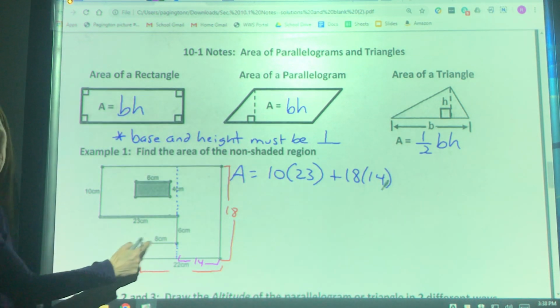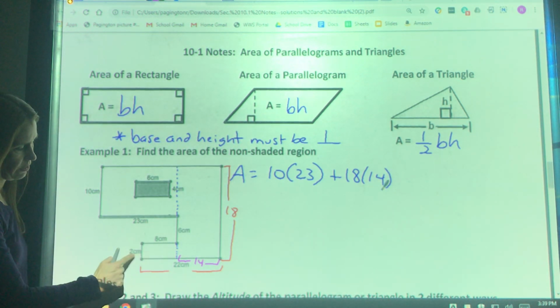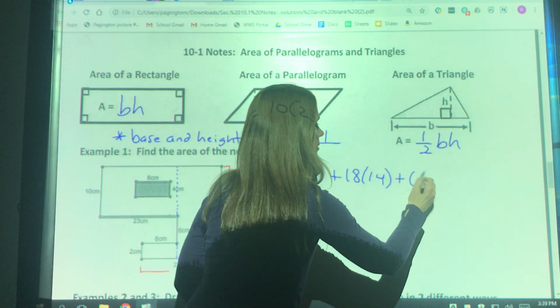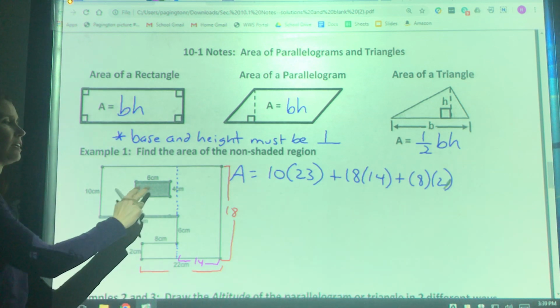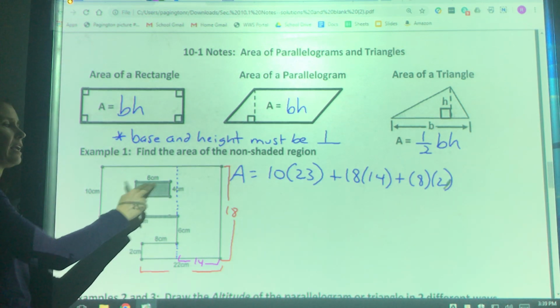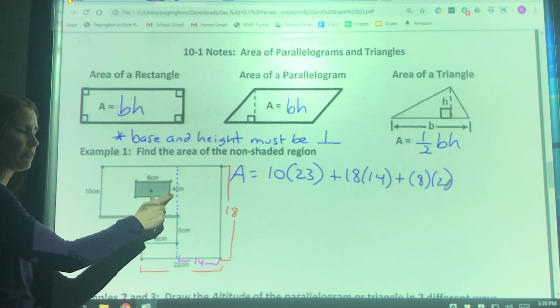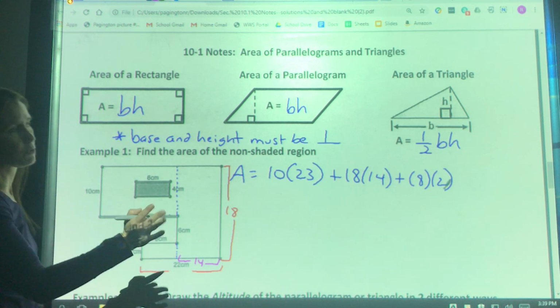Okay, next one, if I want to find the area of this little rectangle, I can just go 8 times 2. And lastly, I want to make sure I get rid of this rectangle. The area of this rectangle is 6 times 4. If I want to get rid of it, then I'm subtracting it away.